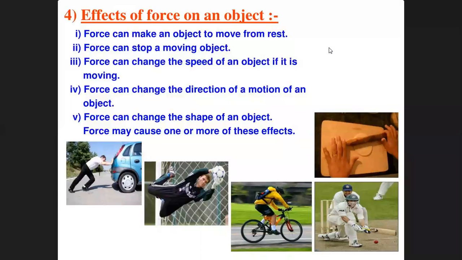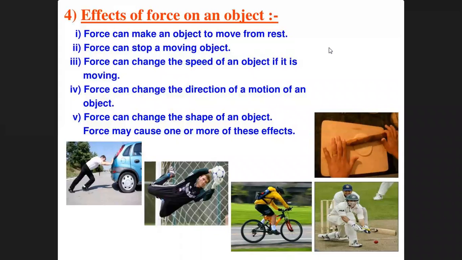If we talk about moving from rest, if a cycle is standing and you push it from the back, then it will start motion. Force can stop a moving object. If you apply force in the opposite direction, pulling the car or pulling the cycle, then it will stop. Speed of an object can increase or decrease. By paddling on the bicycle, speed can increase; by stopping the paddling, that means speed will decrease.